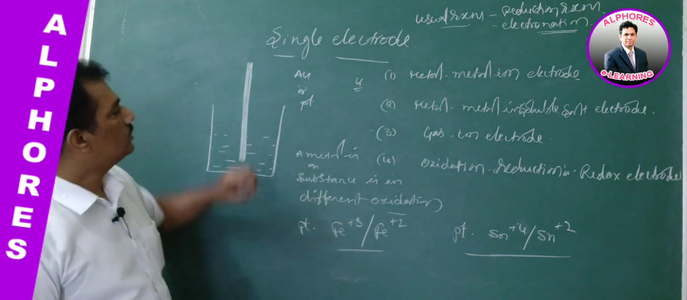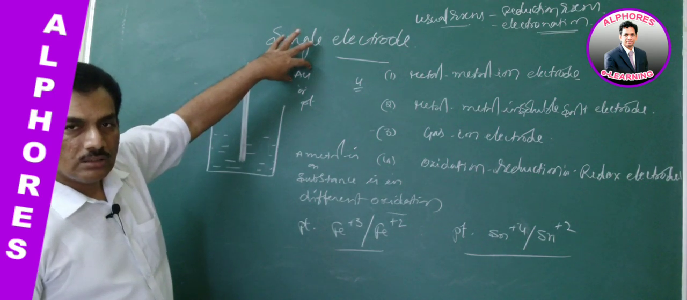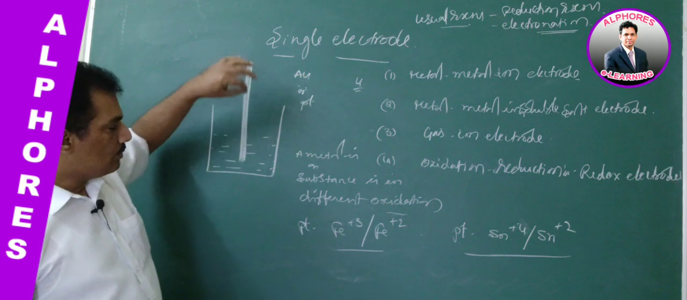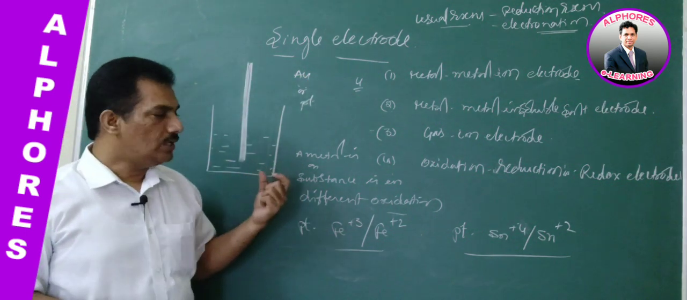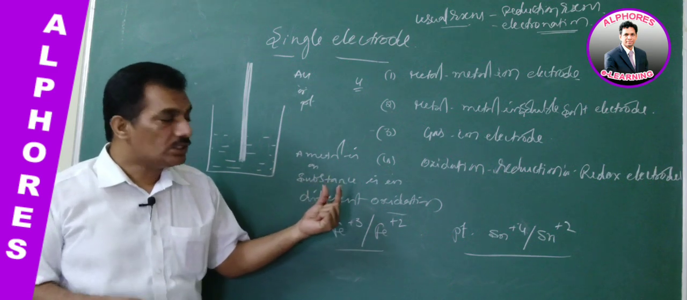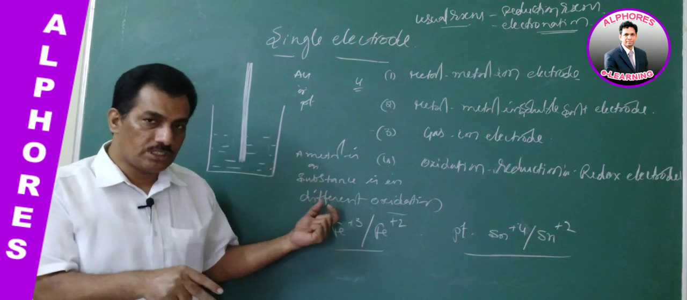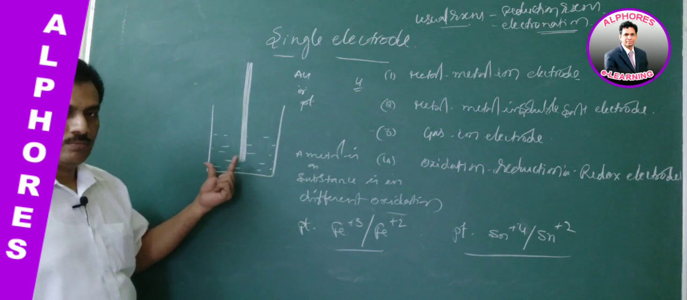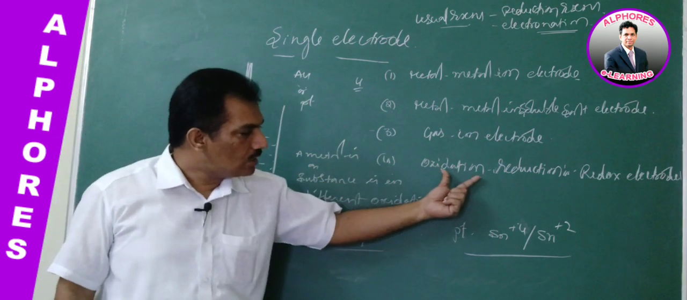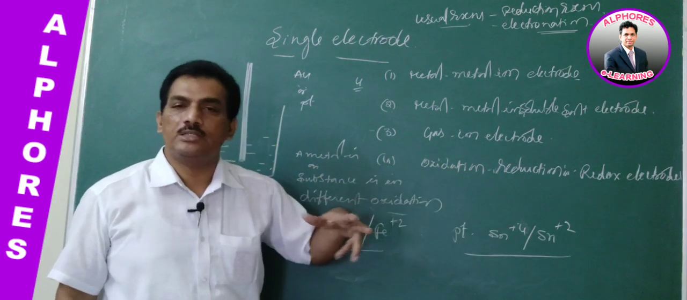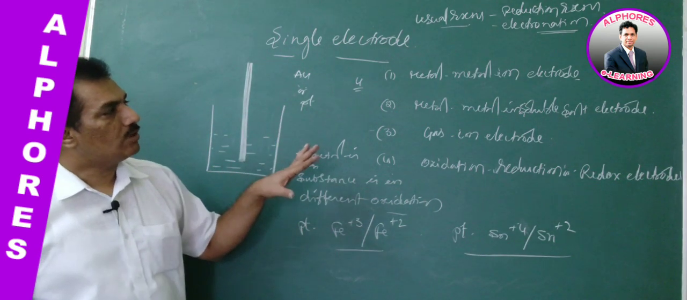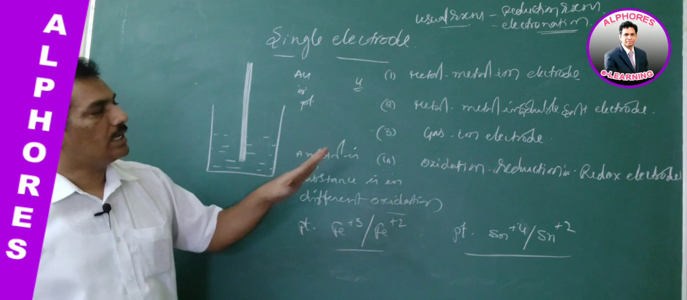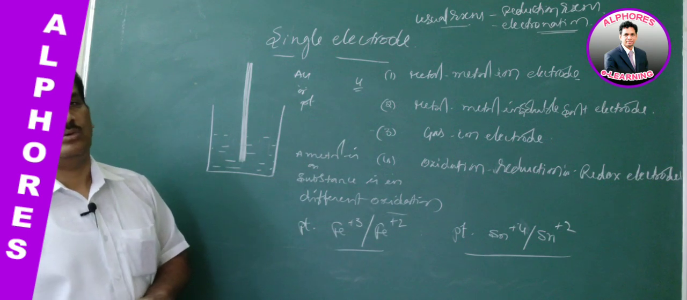And next, coming to this, here also oxidation reduction or redox electrode. Here also we are using inert metal rods, gold or platinum, and that metal rods are dipped in a solution or an electrolyte in which different oxidation state ions of the substance are present. And from this scenario also, we can expect the generation of the current. These are the four important types of single electrodes.